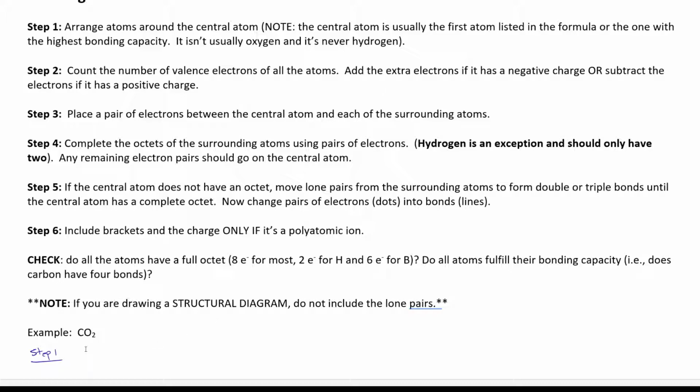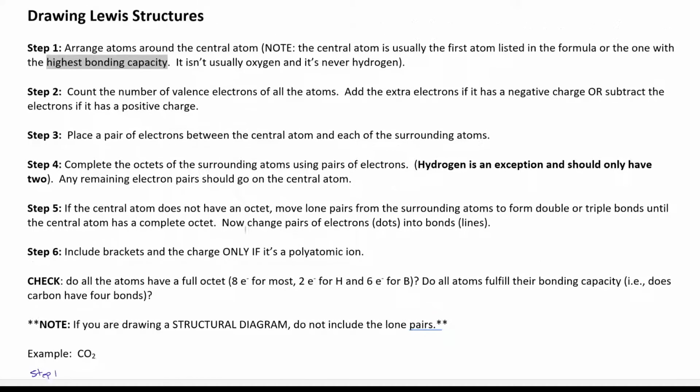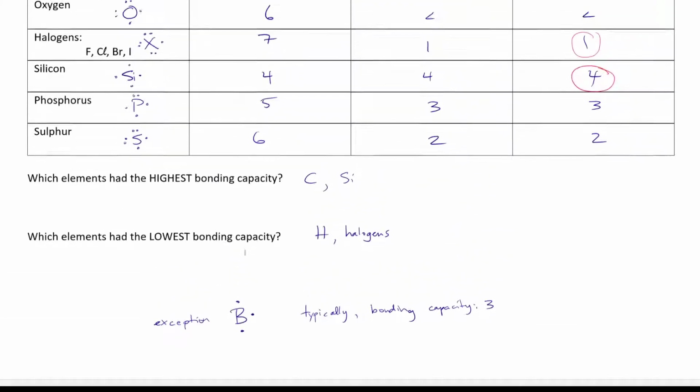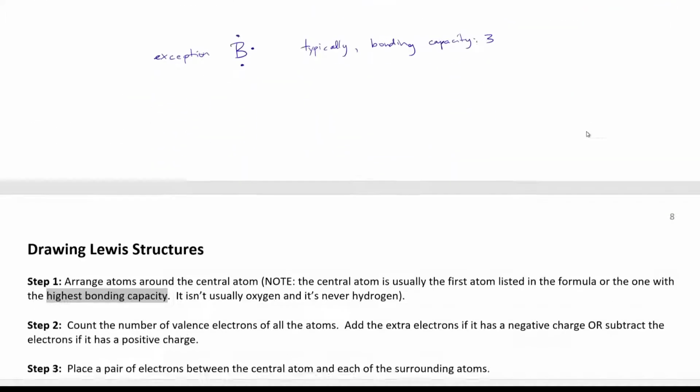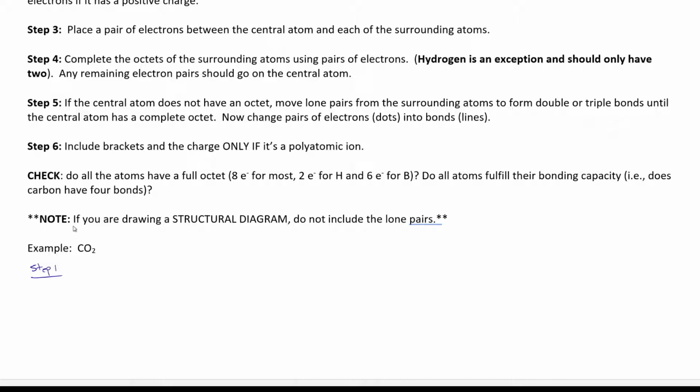Well, the first atom listed here is carbon. Let's check to see if carbon does in fact have the highest bonding capacity. We go up and we see carbon. Yep, between carbon and oxygen, carbon has the higher bonding capacity than oxygen. So we will put an oxygen here, a carbon in the middle, and then an oxygen. And we are done with step 1.